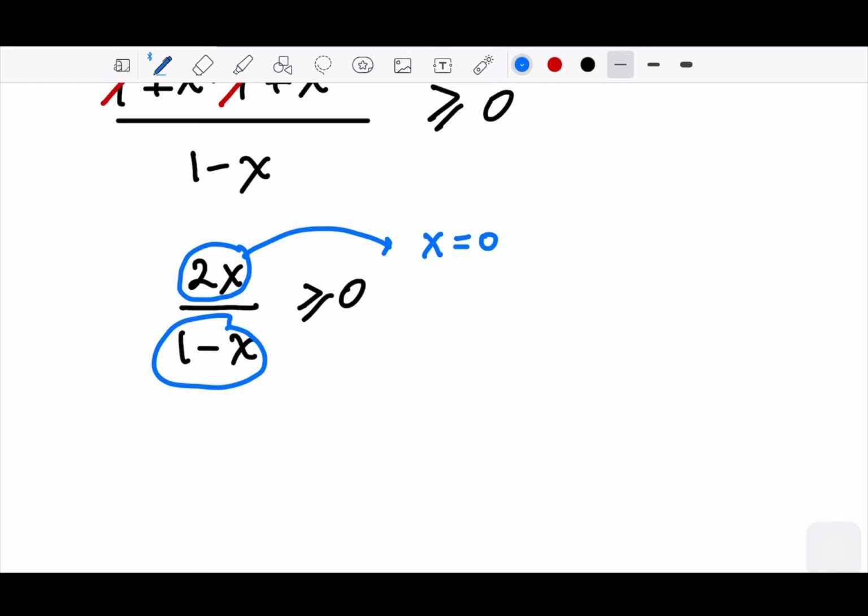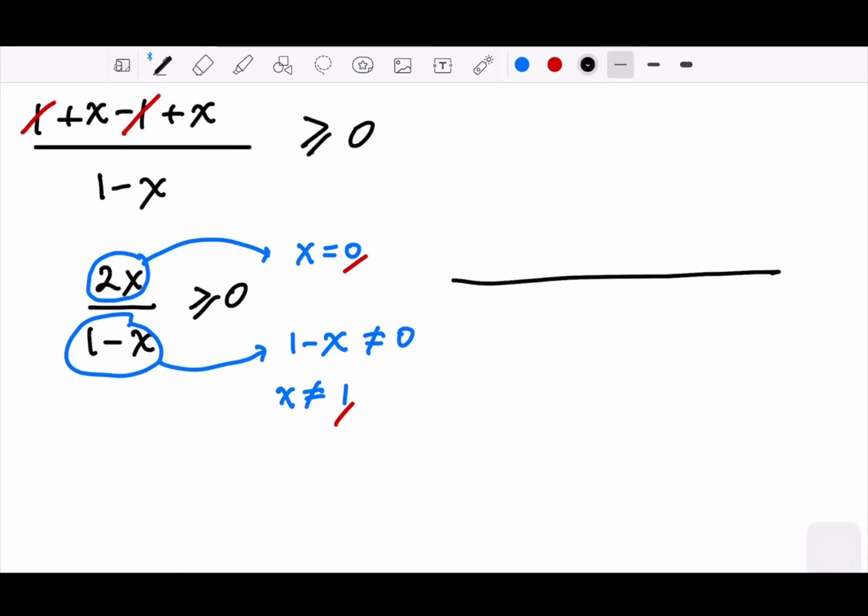So x should be equal to zero. Okay, in one side, because when x is zero the equation can be true, right? The other thing is that 1 minus x should not be equal to 0. Or let me write here like that, x is not equal to 1. And let's take this 0 and 1 as our roots on the number line. Let's write 0 and 1 like that.